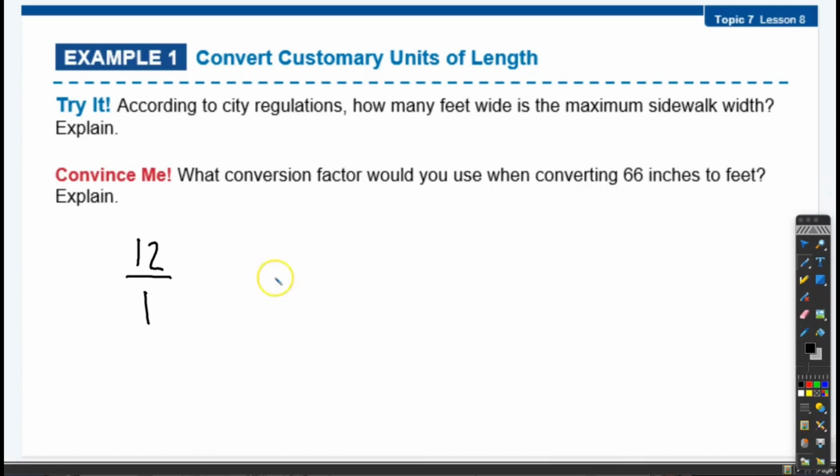All right. So, we've got 12 to 1. We don't know how many feet, so we won't have the denominator, but we do know it's 66 inches, which is the maximum sidewalk width. So how do we get from 12 to 66? That's kind of tough to do.